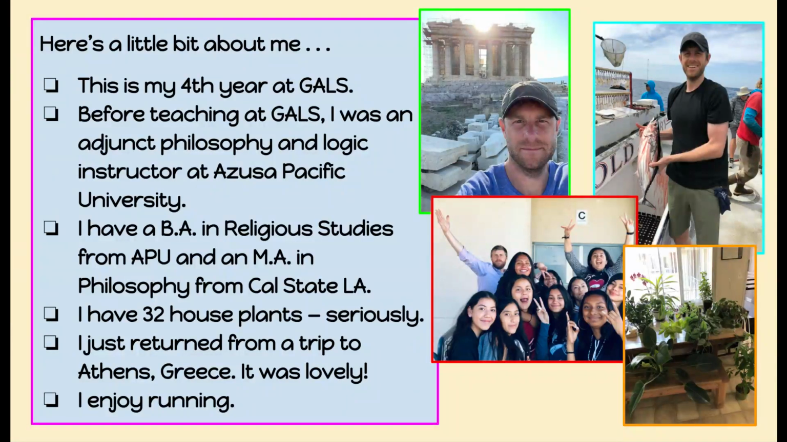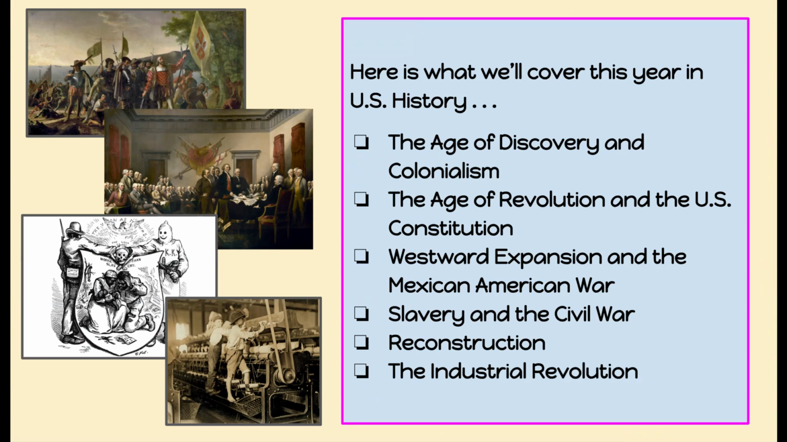Okay, let's talk about the class. All right, here's what we will cover this year in U.S. history. We're going to talk about something called the Age of Discovery and Colonialism. This is Europeans coming to the North American continent and also the Central and South American continents as well, and taking their resources back, in some cases, to their European countries and becoming very rich and powerful because of those resources that they were taking from these North, Central, and Southern American continents.